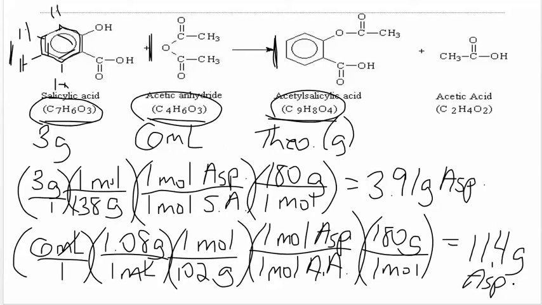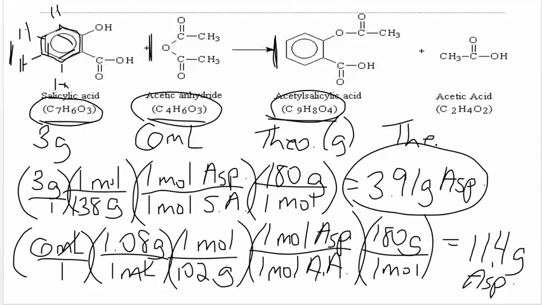So the amount of aspirin that I could theoretically produce is 3.91 grams. So now you have the theoretical mass of aspirin. Now you can use that to find the percent yield of aspirin.